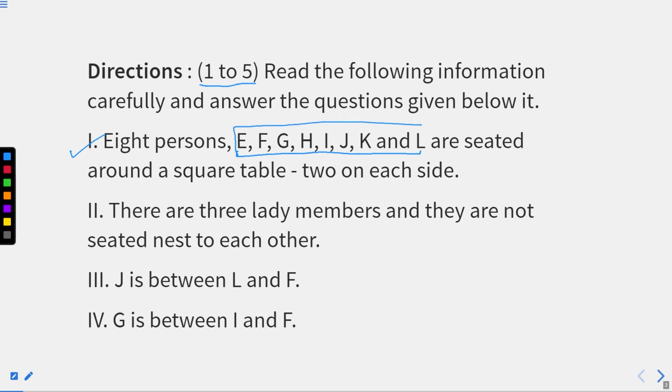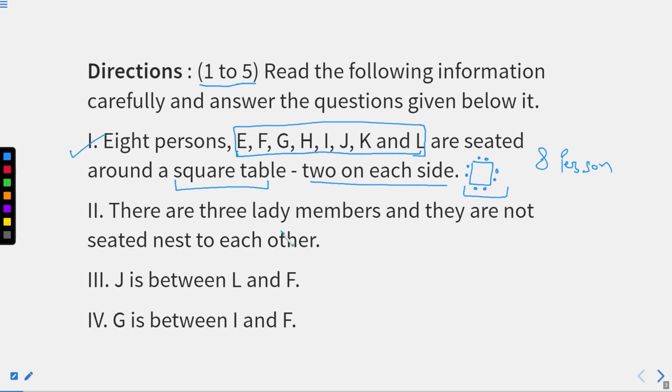So we can see that a total of 8 persons are seated on a square table. Again, a point to note is they are seated around a square table, two on each side. So from point 1, we get the information that there are a total of 8 persons on a square table, and 2 on each side, right? So you can see that they are seated in this particular manner. I hope this part is clear.